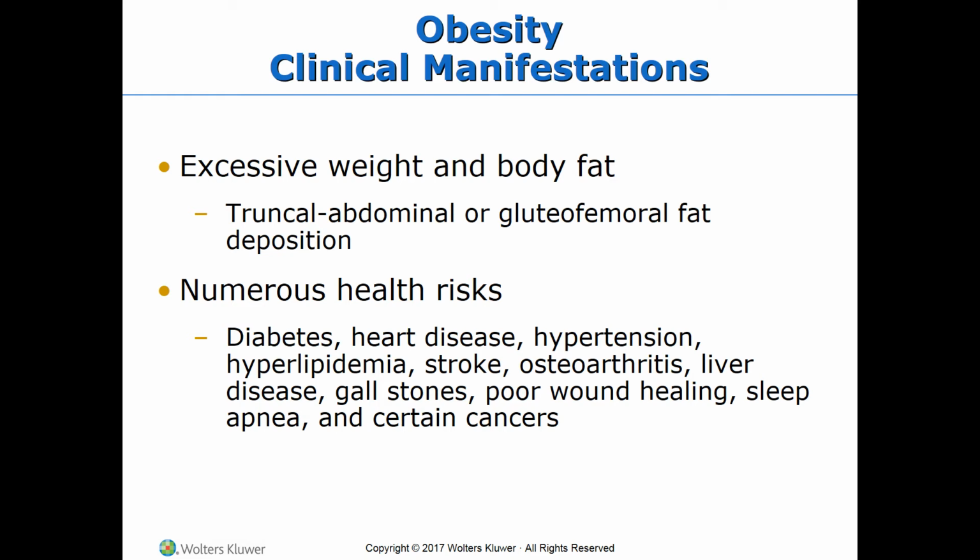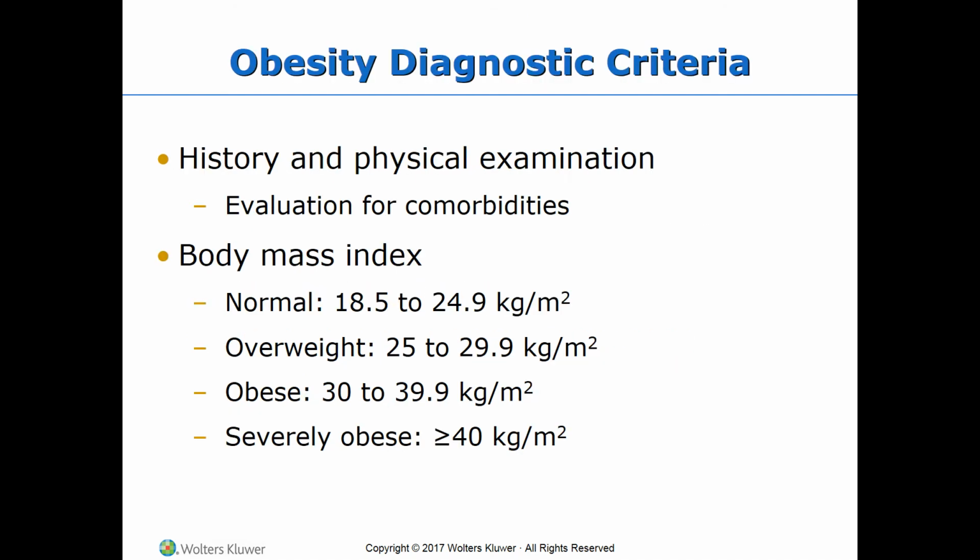Now, obesity has several consequences. The person will have greater chances of having diabetes, heart disease, hypertension, and hyperlipidemia, which, of course, is going to lead to deposits of fats within the blood vessels, which will lead to strokes, ischemic strokes. The person will have joint pain or osteoarthritis. The person can have liver disease, poor wound healing, sleep apnea, because part of the fat deposits in the neck, so the person won't be able to breathe really well, and certain cancers. So these are basically comorbidities of obesity.